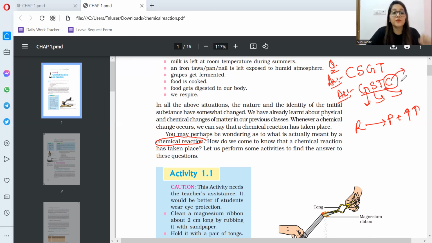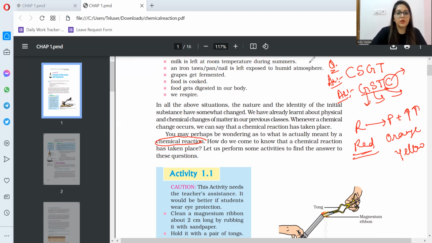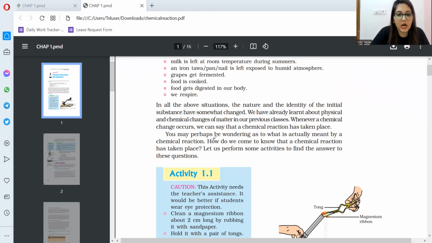Okay. And C stands for the change in the concentration. Okay, change in the color. If I'm saying concentration, concentration means I'm talking in terms of color. Let's say you're having a red color here, but on the product side it is changing to orange or maybe to yellow. Because the color is changing, the color change is also telling us that yes, a chemical reaction has taken place. Okay, so the question is: how do we get to know that a chemical reaction has taken place?